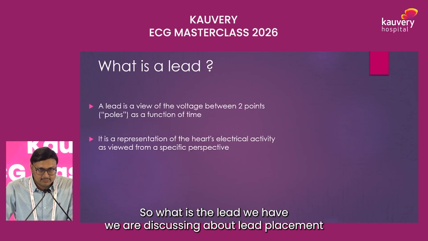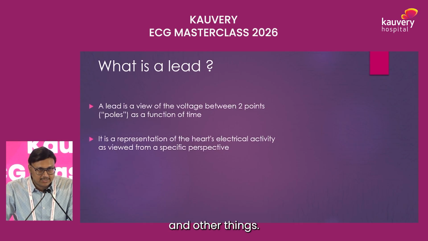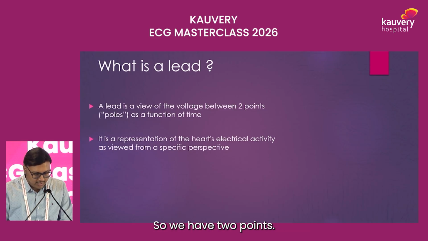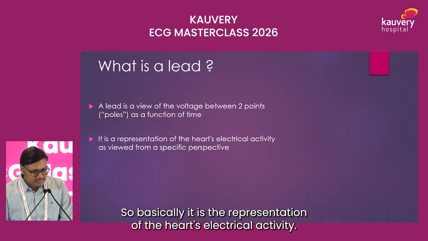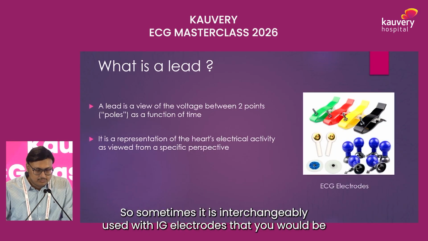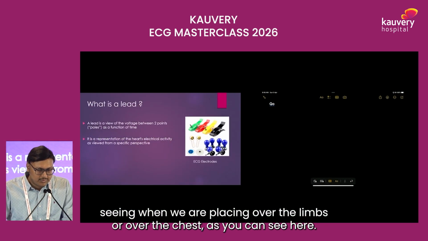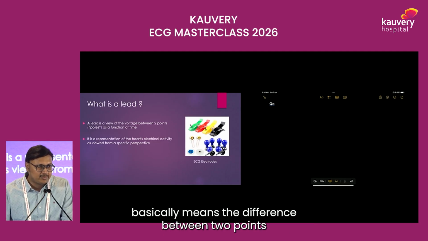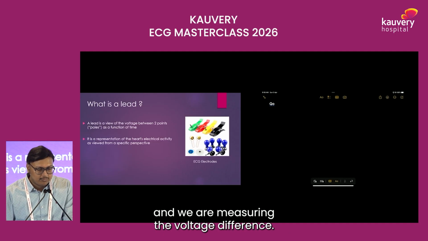So what is a lead? We are discussing lead placement and other things. A lead is basically a voltage between 2 points or poles, measured as a function of time. It is the representation of the heart's electrical activity, viewed from a specific perspective. Sometimes it is used interchangeably with ECG electrodes that you see placed over the limbs or over the chest, as you can see here. The ECG electrodes are the single point where we are measuring the voltage. However, a lead means the difference between 2 points, and we are measuring the voltage difference.